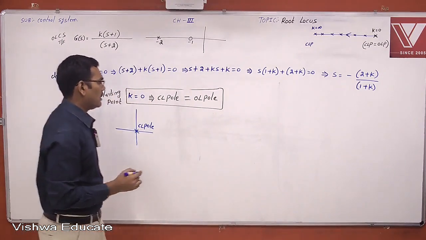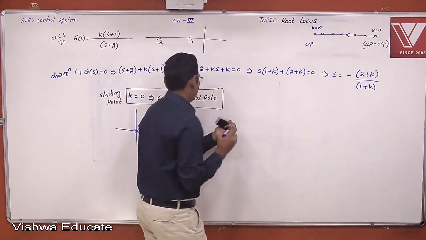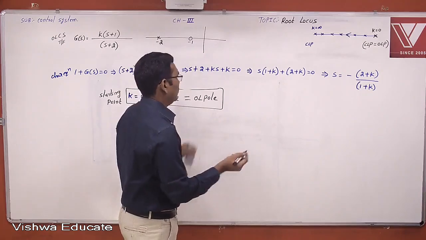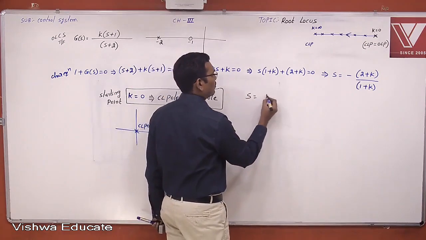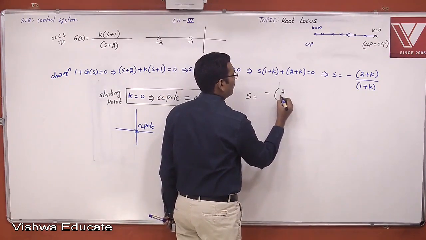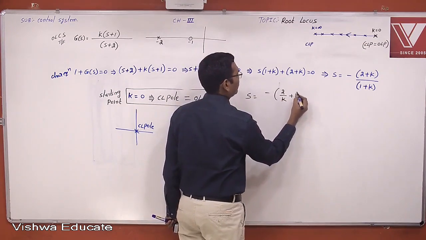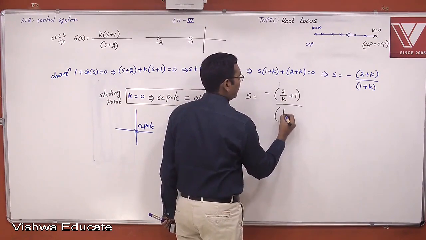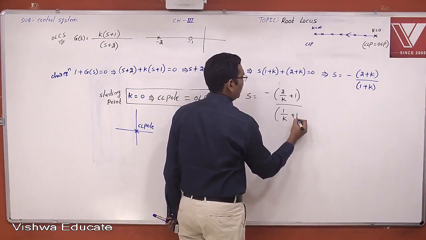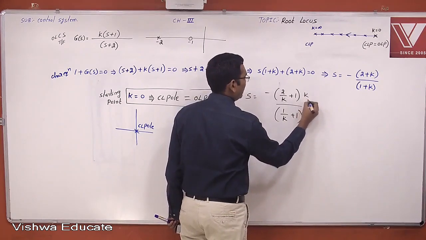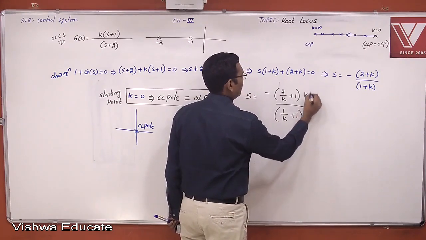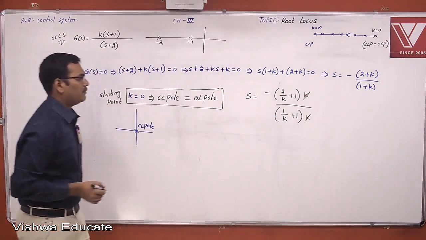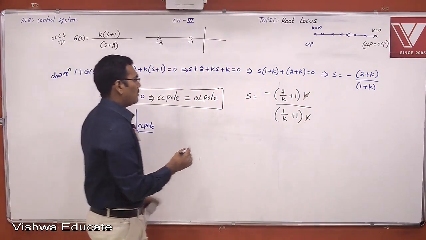Now see here, can I write it like this? Yes, it is equal to minus 2 by k plus 1, divided by 1 by k plus 1. I just take k as common here, in the numerator and denominator.